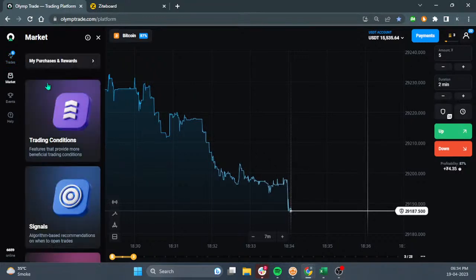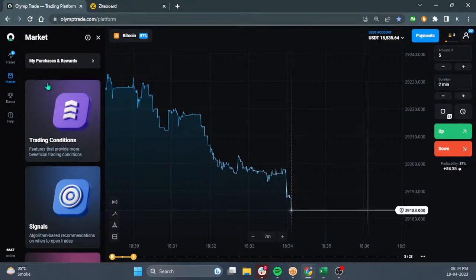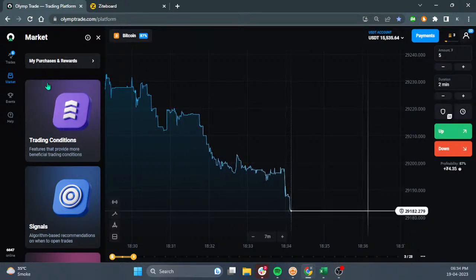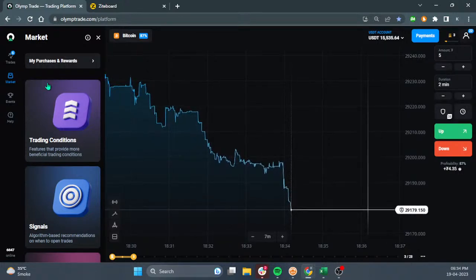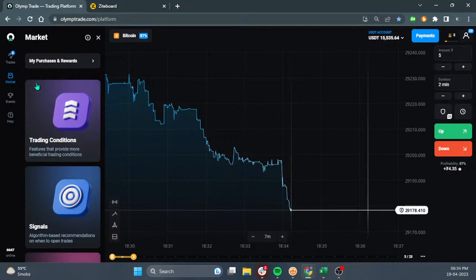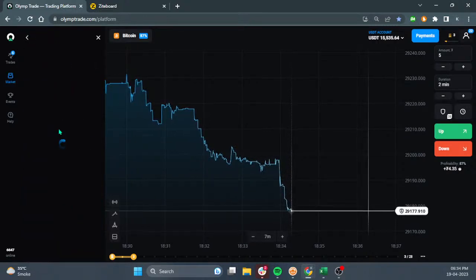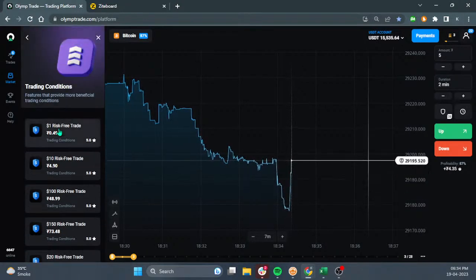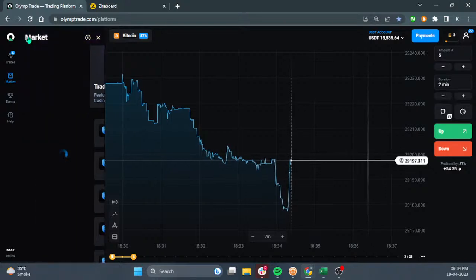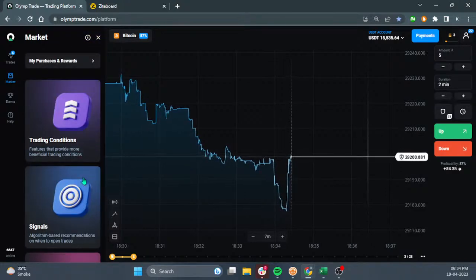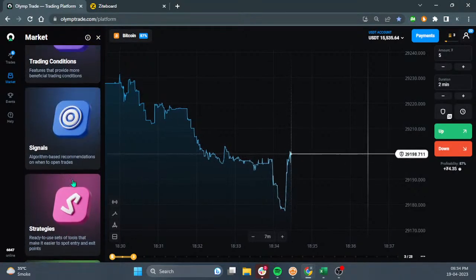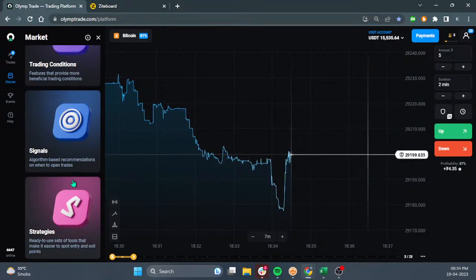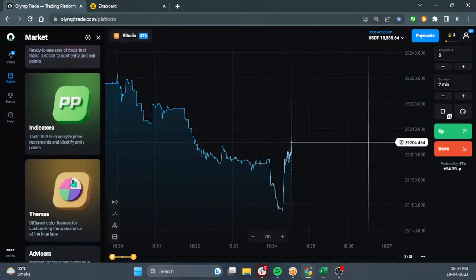If you go over here, some of my friends really want some risk-free trade that can help them and provide them a cushion while trading. So if you want a risk-free trade, you can go to market here, and in trading conditions, you can find such risk-free trades for purchase. You can purchase it from here to help you out. Afterwards, if you need any signal, if you need any strategies, every single thing that can assist you in trading, you will find it over here in terms of these icons.